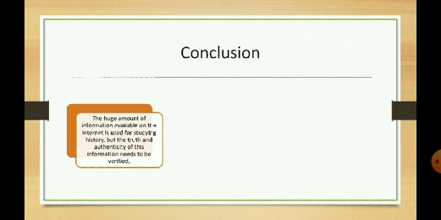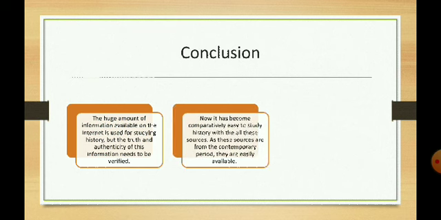The huge amount of information available on the internet is used for studying history, but the truth and authenticity of this information needs to be verified. Now, it has become comparatively easy to study history with all these sources. As these sources are from the contemporary period, they are easily available.